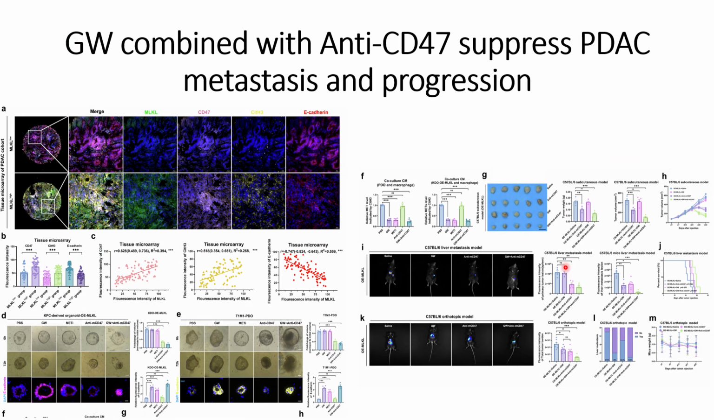This is what they have presented in this paper. That is, if GW is combined with anti-CD47, it can suppress PDAC metastasis and progression. So I hope you understood these basic results, or the main results that are presented from this experiment.